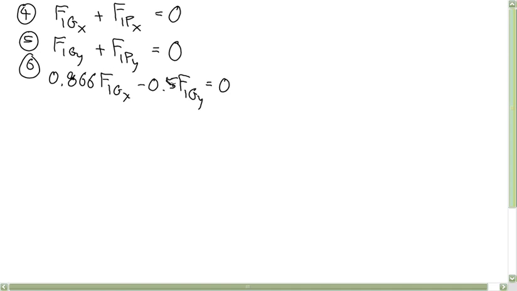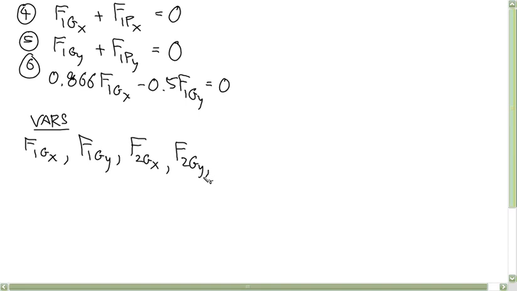So we have six equations, and how many variables do we have now? We have, okay, that's right. We have F1GX, F1GY. We have F2GX, F2GY. And we have F1PX, F1PY. Okay, so we have six variables, six equations. Now we have a system we can solve. We can find all those variables. There's one problem. We still don't have variables that represent all the forces we need to know the external loads on all these members.